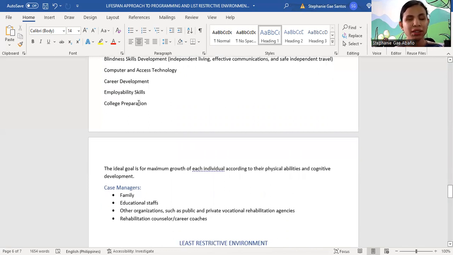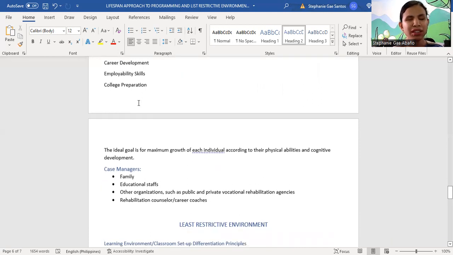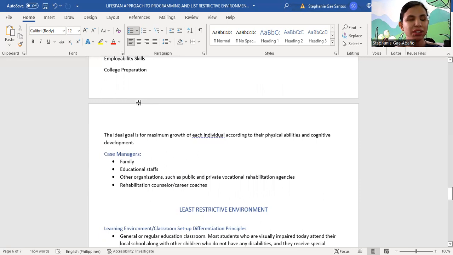Another thing, we now have the least restrictive environment for learners with visual impairment. First is the learning environment classroom setup differentiation principle. So what are those? We have the general or regular education classroom, wherein the child can receive instruction using the general education curriculum, dealing with different tasks, performance tasks, academic tasks, and enjoying social participation and competing with his or her sighted peers or sighted classmates. It is more on academic tasks and social participation in terms of the general education classroom.